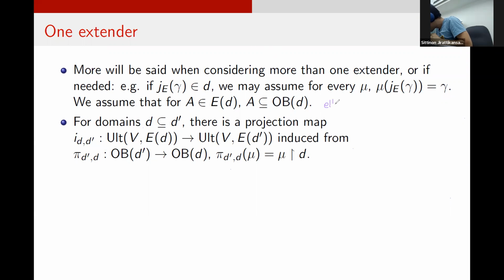Let me recall a little bit that an element of Ult V E of D is of the form j E D of F, where F is going to be a function from OB of D to V. So this is a particular element inside Ult V E of D. And since D is a subset of D prime, you have the natural projection map pi D prime D, mapping mu to mu restricted down to D. And this will induce the elementary embedding i D D prime.